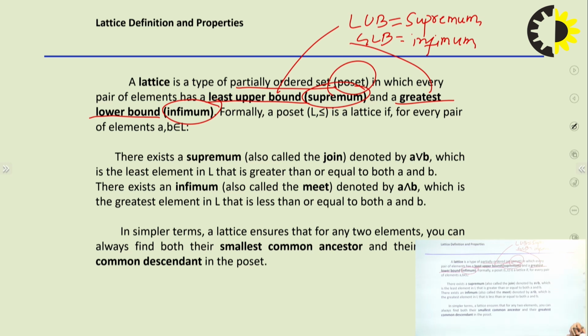If a Hasse diagram has the LUB and GLB for each pair of elements, then it is known to be a lattice. Otherwise we can say that it is not a lattice. The supremum is also called the join, and the infimum is known as the meet. So LUB has two names, the supremum and the join, and GLB, greatest lower bound, has the infimum and the meet operations.